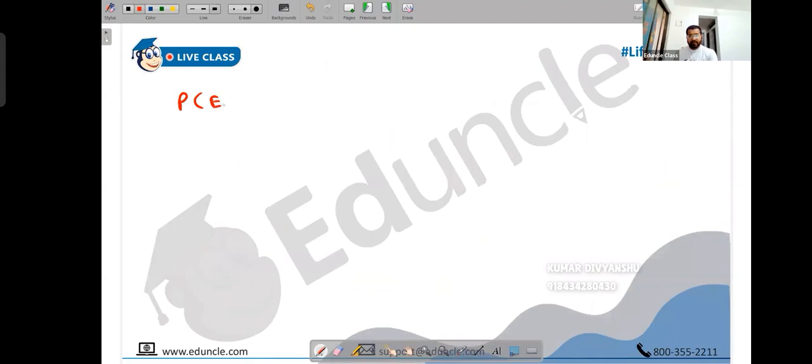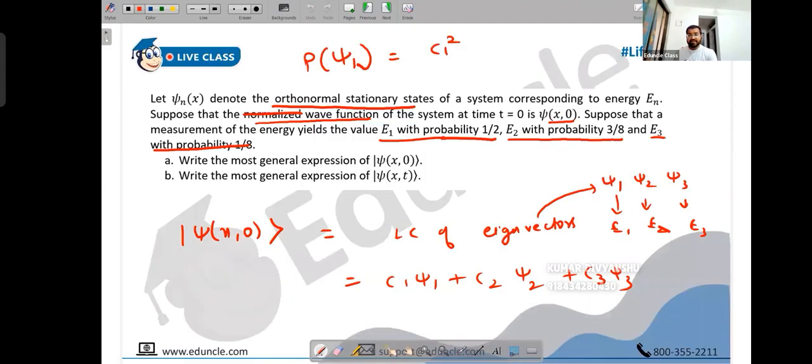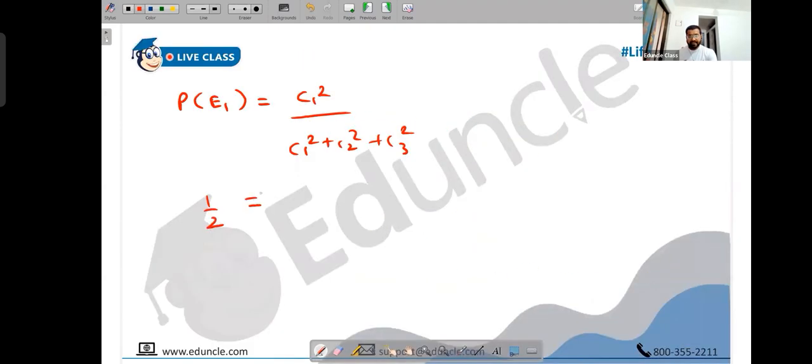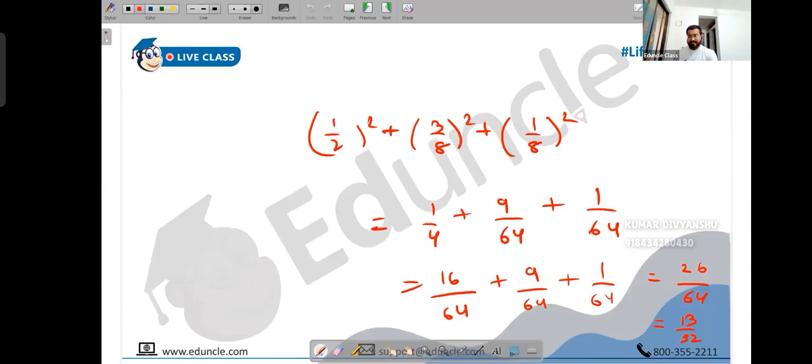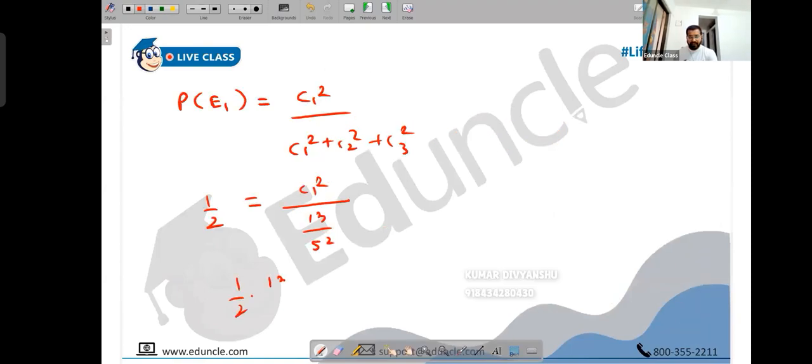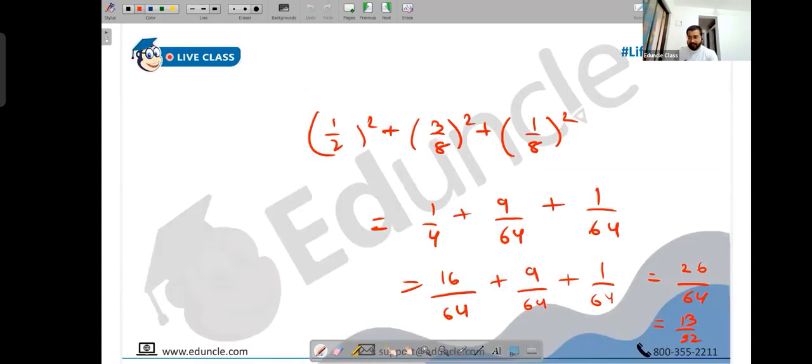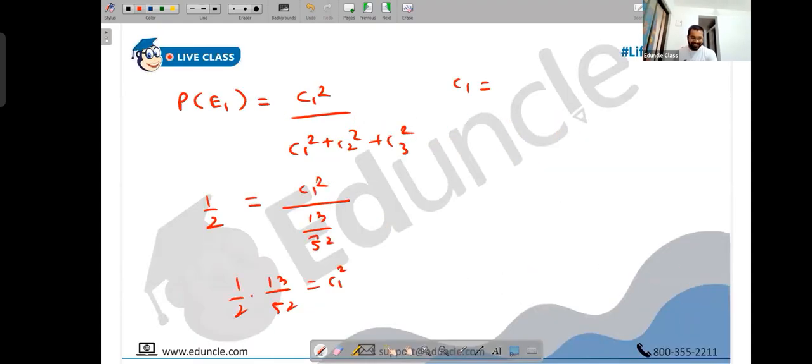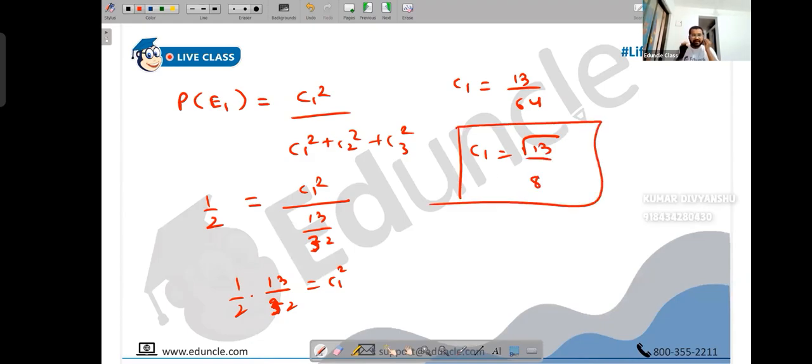Let's find the probability of E1. The answer is C1 square upon C1 square plus C2 square plus C3 square. And what is the probability of E1 they have given us? It is half. So half is equal to C1 square, which we want to find, upon C1 square plus C2 square plus C3 square, which is 13 by 32. So we have 1 by 2 into 13 by 32. This is C1 square. So I could not understand my own handwriting. 32. So we have 13 upon 64. So C1 is under root of 13 by 8. We are getting real values, but that's okay.